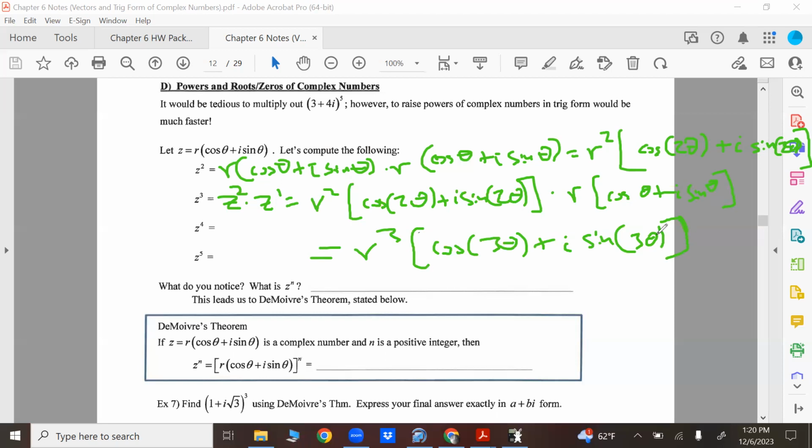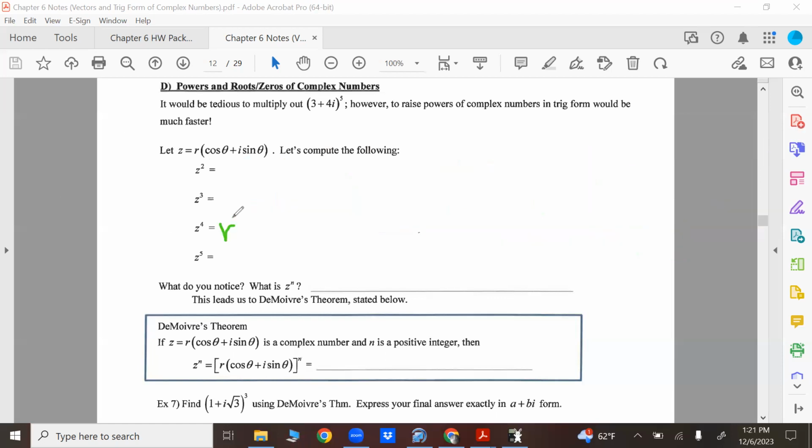And then if you combine the outers and inners, i sine 2 theta with cosine theta, i sine theta with cosine 2 theta, combine all that, that's actually going to be the sum difference formula for sine, which becomes sine 3 theta. So we have a conjecture here. Ultimately, I could just say this now.